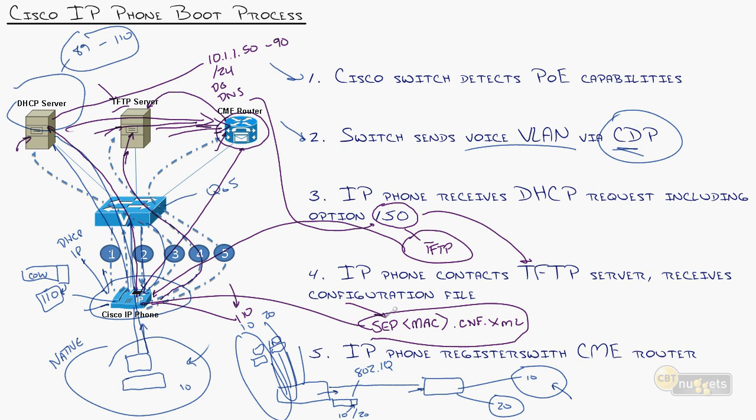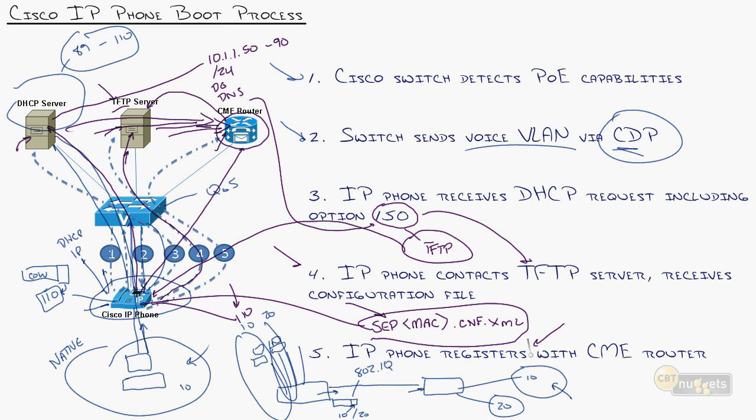Cisco didn't originally create Call Manager. They bought it. They didn't create the original IP phones either. They bought them from another company by acquiring them. So that's where that comes from. The IP phone downloads its configuration file, which tells it where to go to register. The final step is that the phone registers with the CME router.